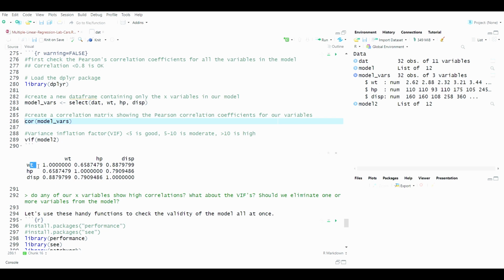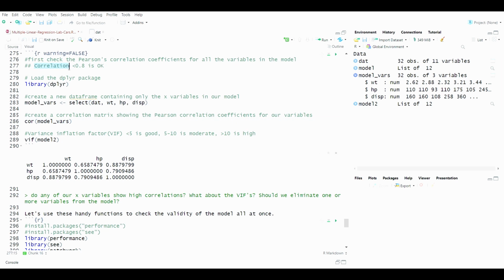So if you look here, you see weight is correlated with weight perfectly. That correlation is 1. It is perfectly correlated with itself. Not surprising. And then weight is correlated with horsepower. It's got a positive and moderately strong correlation of 0.65. So heavier cars are more likely to also have higher horsepower. Not surprising. And weight is also correlated with displacement, and the correlation coefficient here is 0.88.